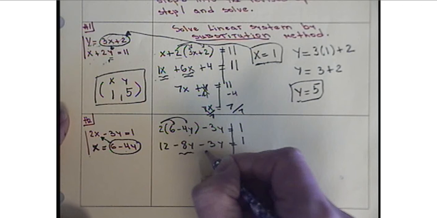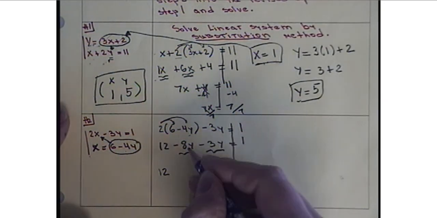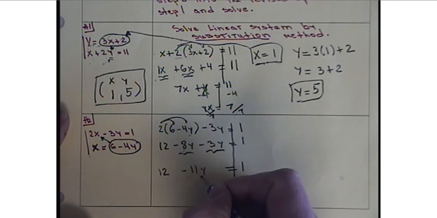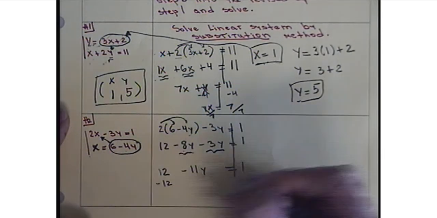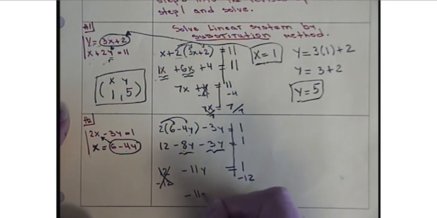Negative 8 and negative 3y are the 2 like terms. So 12, negative 8 minus 3 will be negative 11y equals 1. Next step, we're solving for y, so I'm going to subtract 12 from both sides. Those cancel. Negative 11y is equal to negative 11.